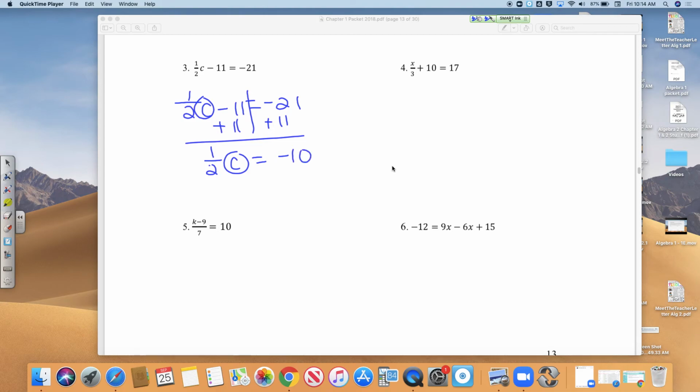The last thing I do is cancel out the multiplication. This is 1/2 times c, so I can easily just cancel that out by dividing both sides by 1/2. You can put this all in your calculator. Negative 10 divided by 1/2 is going to equal negative 20.